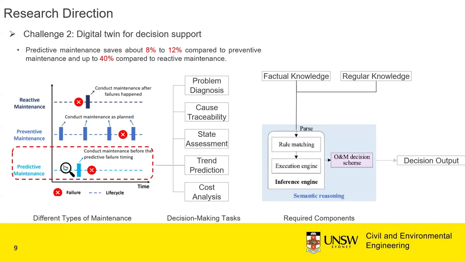But predictive maintenance also poses some difficulties. It requires us to diagnose the infrastructure to find out the cause of the defects. Also, we need to assess the state of the infrastructure and predict the trend of the damages. And we also need to find the maintenance strategy that saves more money. In order to make use of the factual knowledge and the regular knowledge to reach the best optimization strategy, how to use the knowledge graph to perform the decision making is also worth researching. That's the second part of what we are trying to focus on later.